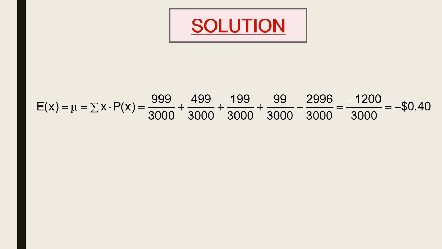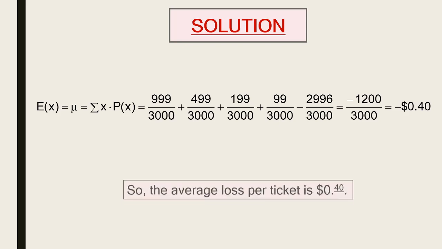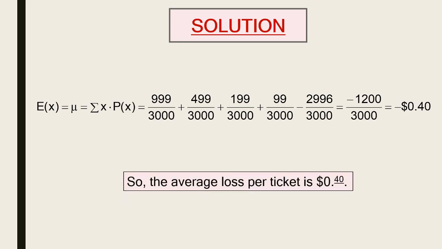We get negative 1,200 over 3,000, which is negative 0.40. So that's a 40-cent per ticket loss. So if I'm running the raffle, then I know that each ticket is going to bring in 40 cents to my organization.